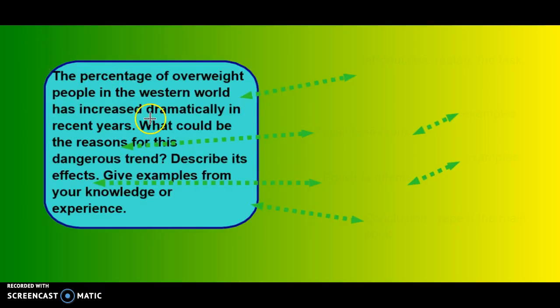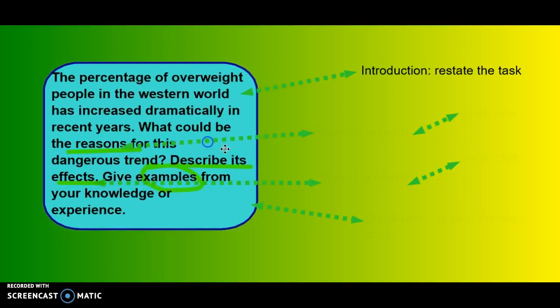So I'm taking a question from the previous page. The percentage of overweight people in the Western world has increased dramatically in recent years. What could be the reasons for this dangerous trend, and describe its effects? Give examples from your knowledge and experience. So I need to answer the question fully. The first thing I need to do is to write my introduction. In the introduction, you restate the task. You use different vocabulary. You try to rephrase the task that is given to you, so that you can create a good introduction.